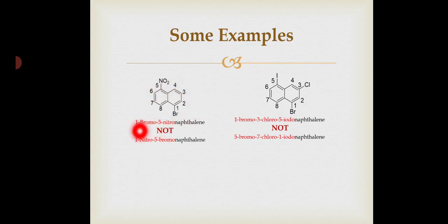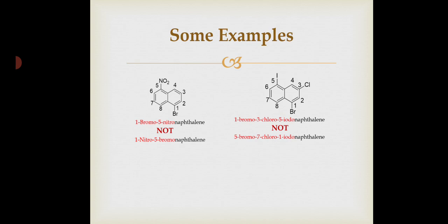Now while writing the prefix name, remember we have to follow the alphabetical order. So what is the name of this compound? The name of this compound is 1-bromo-5-nitronaphthalene and not 1-nitro-5-bromonaphthalene. Similarly, what is the name of this compound? See, this is a naphthalene ring having 3 substituents. What are they? They are all halide substituents. One is bromo, chloro, iodo.